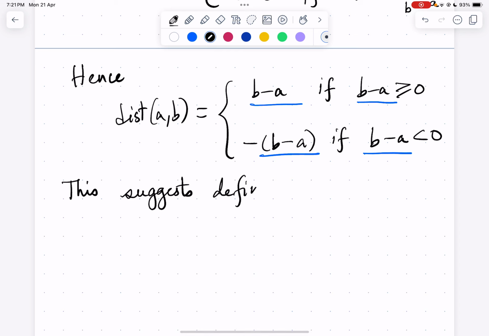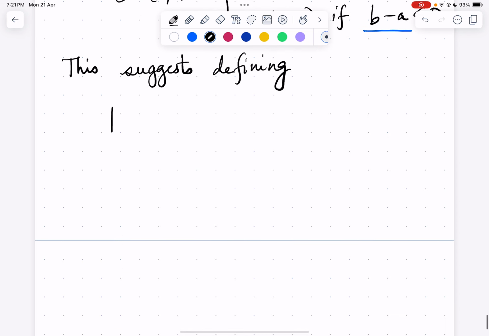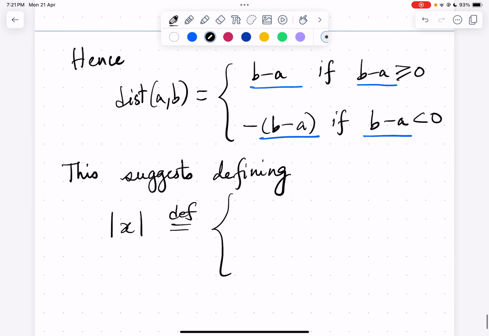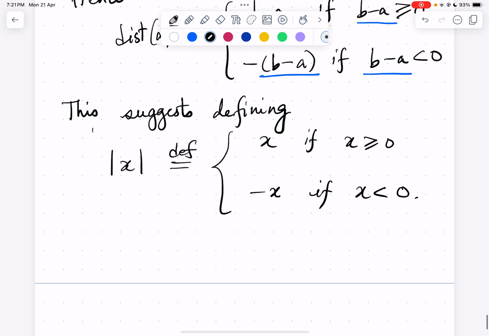So this suggests defining. We can define modulus of x to be: the expression mod x will be x if x is greater than or equal to 0, and minus x if x is less than 0.